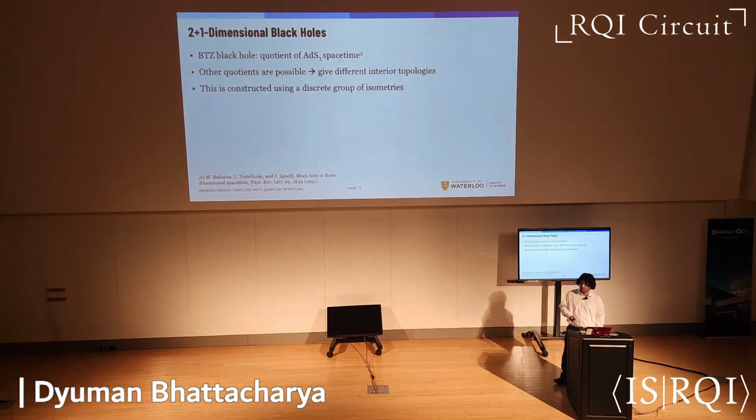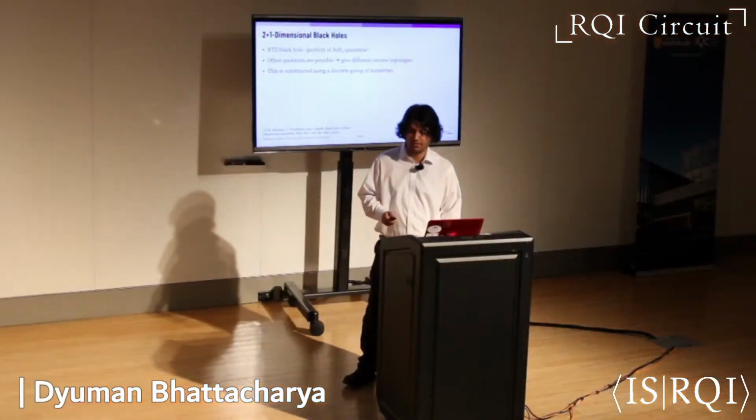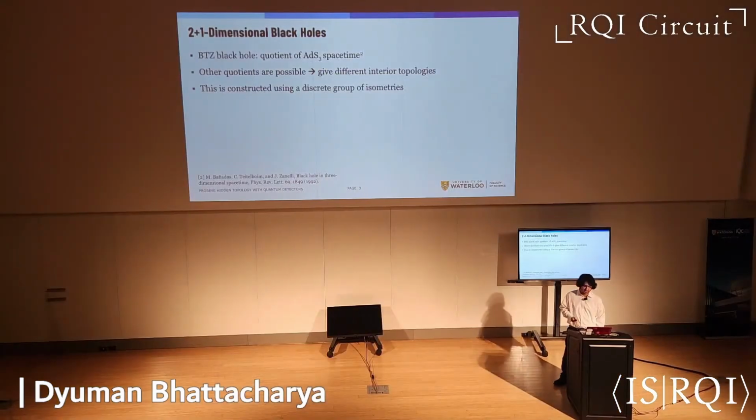So we'll work with 2+1 dimensional black holes because they are a simpler problem than their 3+1 dimensional counterparts. Specifically, we'll work with the BTZ black hole, which is a quotient of 2+1 dimensional anti-de Sitter spacetime. Other quotients are possible, however, and they give rise to different interior topologies. This is constructed using a discrete group of isometries, which is general for creating quotient spacetimes.